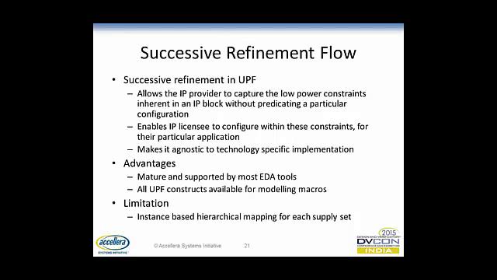Successive refinement allows using existing UPF commands, whereby you can update it as needed. So we can allow that for configuring the features which we want the customer to update, whereas the remaining things we can just model as a UPF file. The advantage of this approach is that it is supported by most of the EDA tools because it's used in the hierarchical UPF flow as of now, and all UPF constructs are supported. But one limitation compared to the UPF macro model is instance-based hierarchical mapping. The mapping is still a challenge compared to the UPF model; it's slightly more complex.